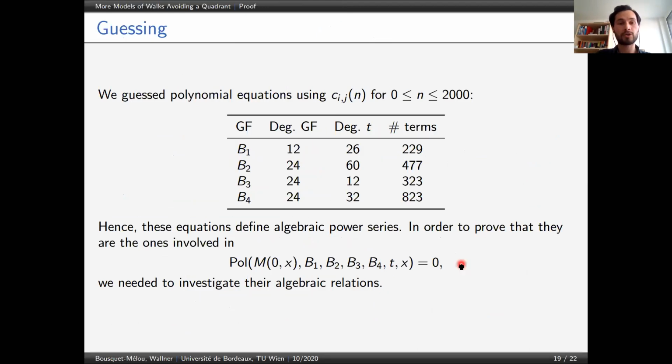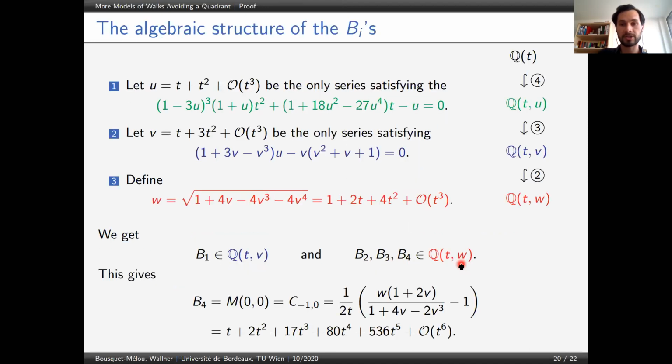In order to simplify things, in order to be able to deal with it, we investigated their algebraic relations. The algebraic relations are here, my last technical slide. And on this one, I show here on the right the tower of algebraic extensions which are needed to understand the Bi. Note that the striking result is that all of them live in the same algebraic extension. So basically the ground field Q(t), we adjoin an element U, which is of degree 4. And here it is completely explicit.